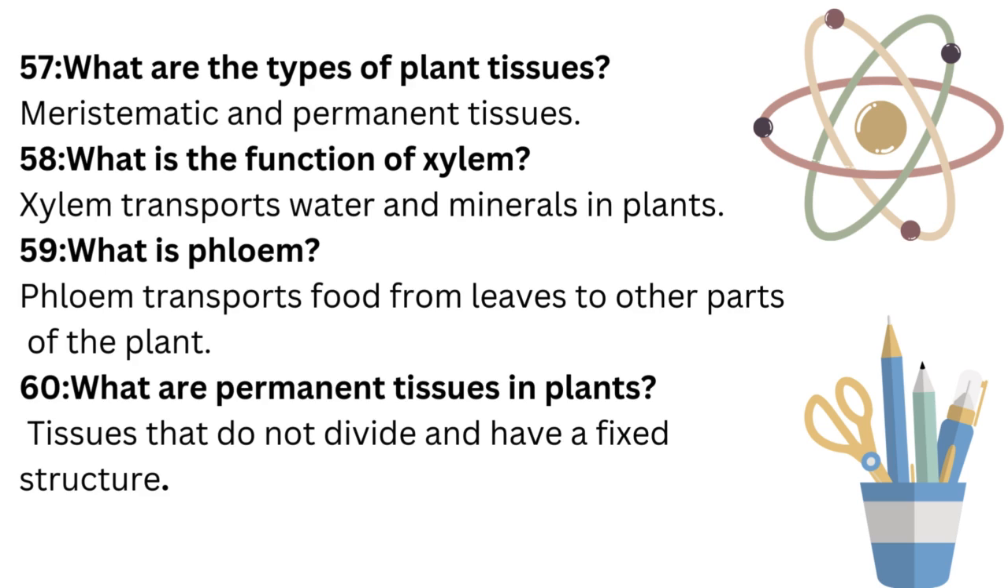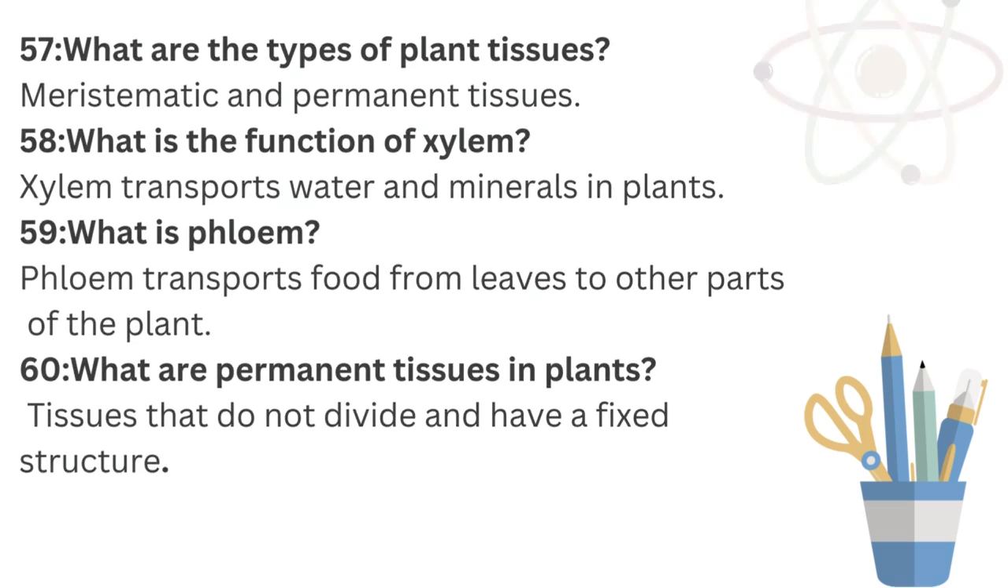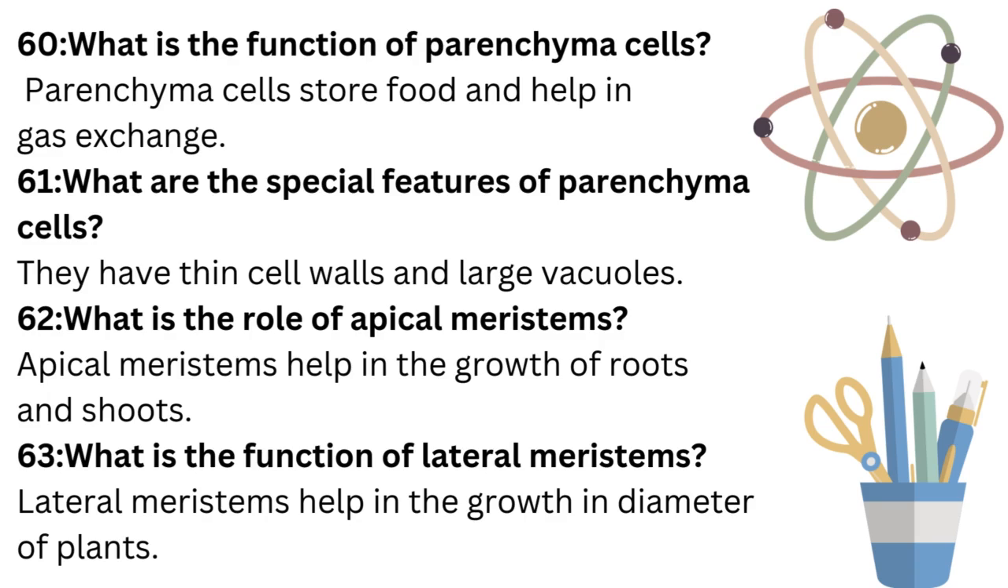What are permanent tissues in plants? Tissues that do not divide and have a fixed structure. What is the function of parenchyma cells? Parenchyma cells store food and help in gas exchange. What are the special features of parenchyma cells? They have thin cell walls and large vacuoles.